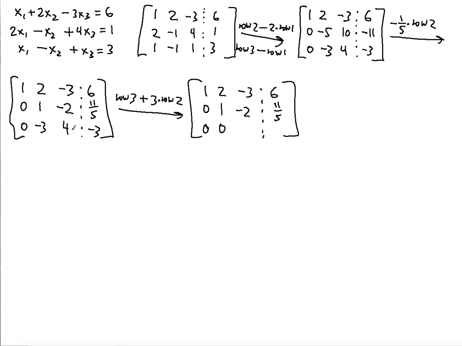Now 4 plus 3 times negative 2, so 4 minus 6 is negative 2. Negative 3 plus 3 times 11 over 5, right? So negative 3 plus 33 over 5.